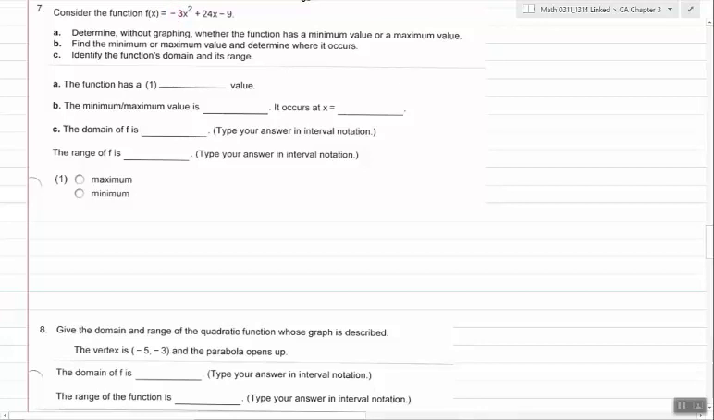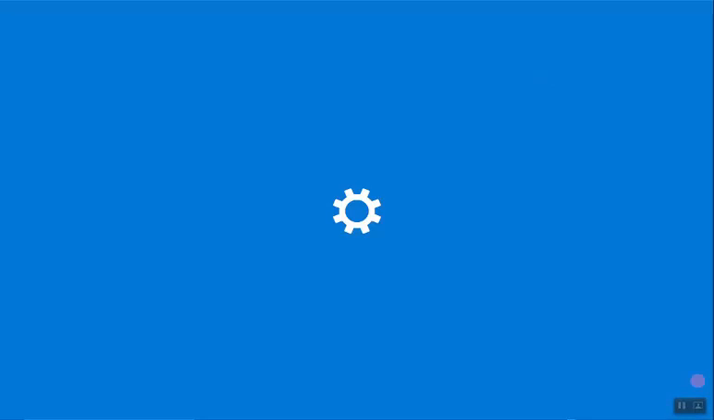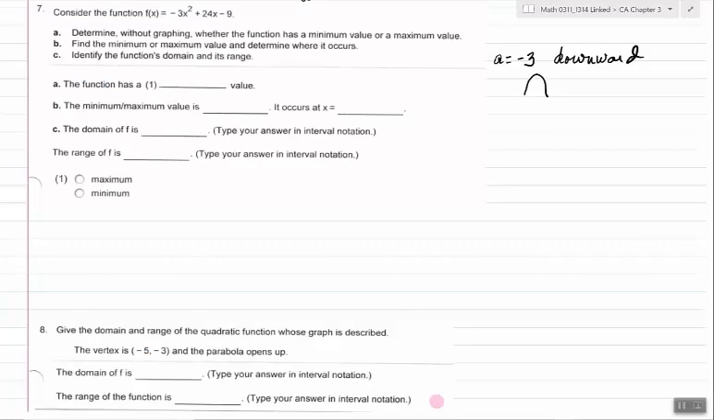That means because a is negative 3, that it opens downward, and since it opens downward, I apologize, I had a few technical problems. Since it's opening downward, we're going to have a max. So it will be max or min. It will be a little pull down menu.